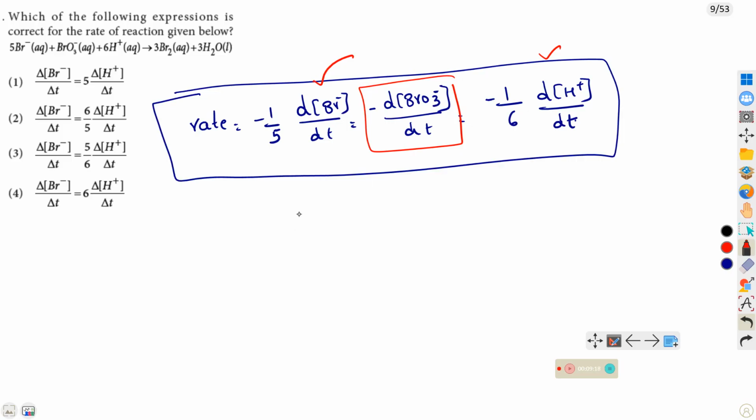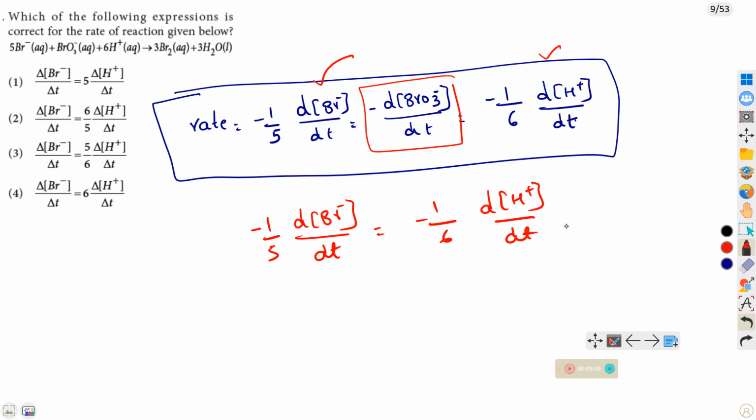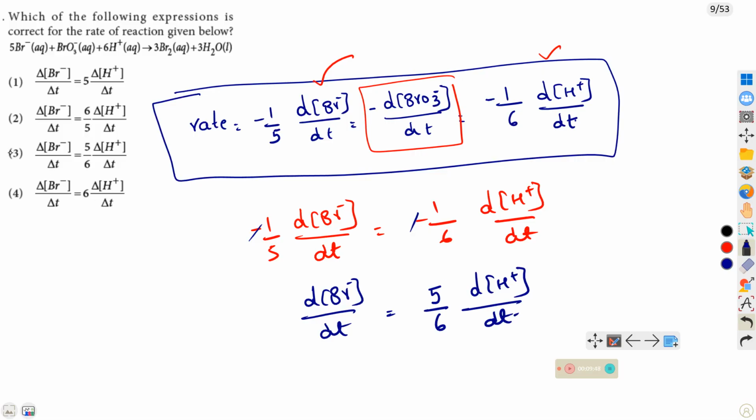So based on that, d[Br⁻]/dt is equal to minus 1 by 6 d[H⁺]/dt. Negative signs cancel. Here 5 is divided on this side, so it is multiplied on the other side: d[Br⁻]/dt is equal to 5 by 6 into d[H⁺]/dt. Third option.